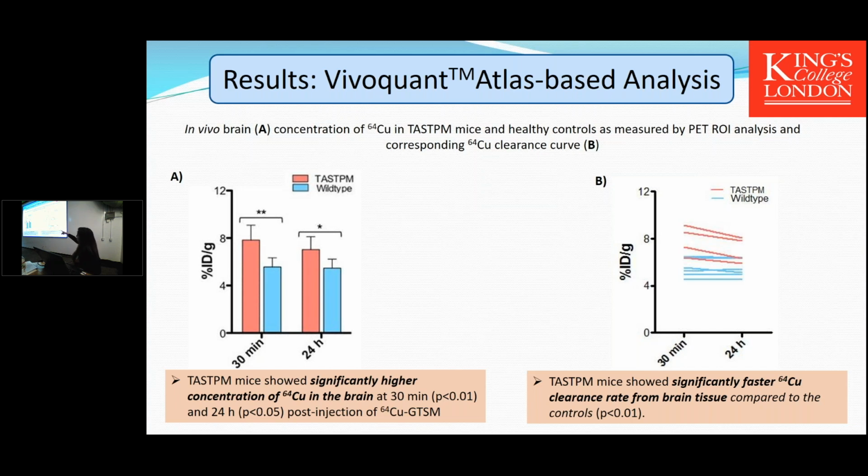And what is interesting is that in the wild type, you can see that the amount of copper that goes in at 30 minutes seems to remain stable after 24 hours. In figure B, we're looking at the clearance rate of copper over time. The blue lines show the wild-type copper, which seems to remain stable, and in the TAS TPM mice, between 30 minutes and 24 hours, you seem to have a faster clearance rate. What's interesting is that even though there's a faster clearance rate, because the uptake is already so much higher, you still have more resident copper in the brain of the diseased animals.